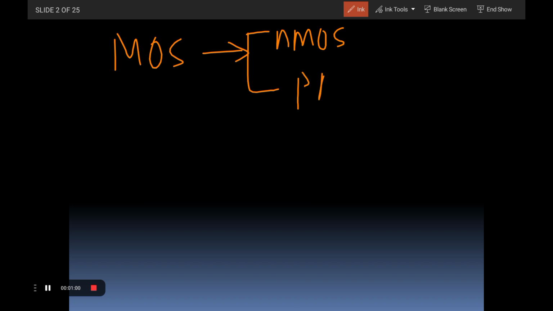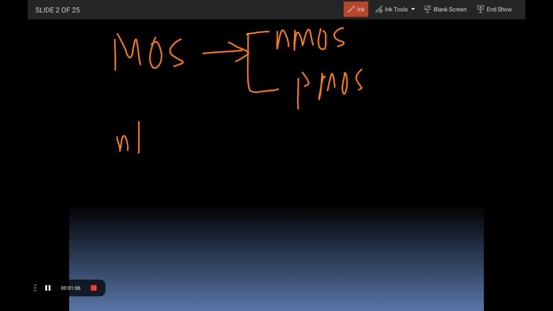MOS is nothing but a metal oxide semiconductor field effect transistor. Simply we can call it a MOS. Okay, so in this we have two types of transistor. One is nMOS transistor and the second one is pMOS transistor. nMOS transistor and pMOS transistor.